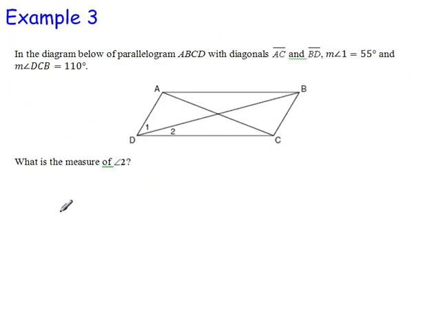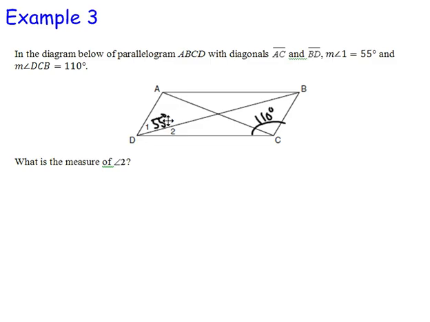Let's try another example. In the diagram below of parallelogram ABCD with diagonals AC and BD, angle 1 equals 55 degrees. So this is 55 degrees. And DCB, so this whole thing is 110 degrees. What is the measurement of angle 2? So we're looking for angle 2.